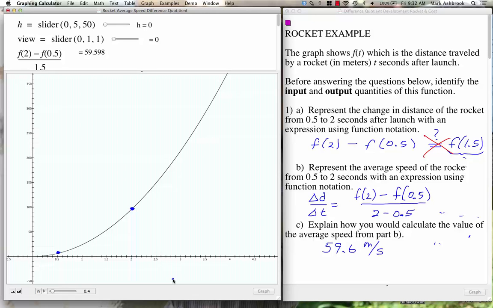Yeah, so that's it. What's your name again? Nick. So it's the constant speed of a different rocket. You have to think there's a different rocket going at a constant speed. And what's it going to do? It's going to cover that same distance, f of 2 minus f of 0.5, over the same time interval from 0.5 to 2. Okay, so it's the constant speed to go the same distance in the same time. You have to think of a second rocket.